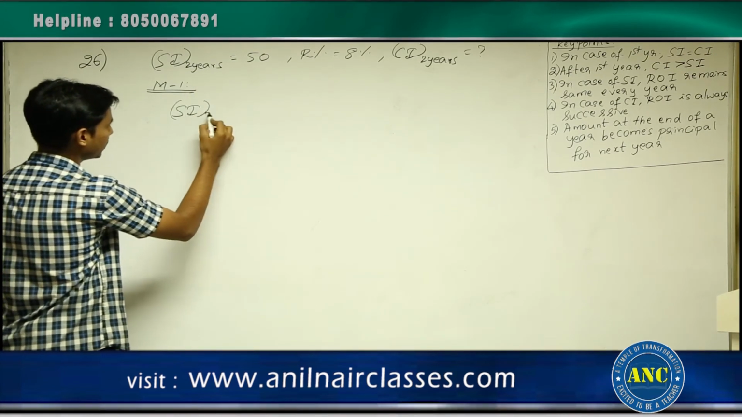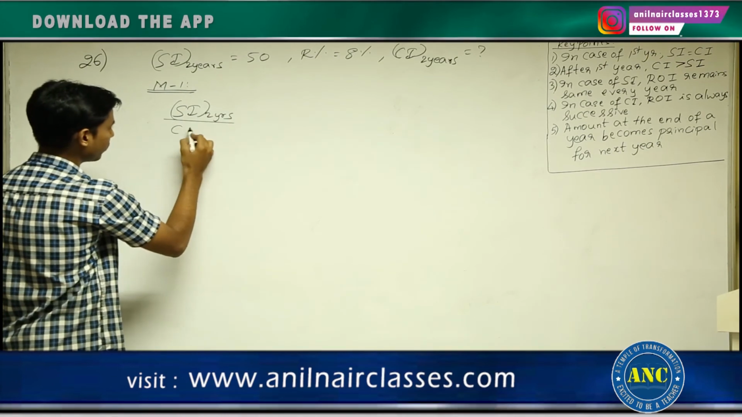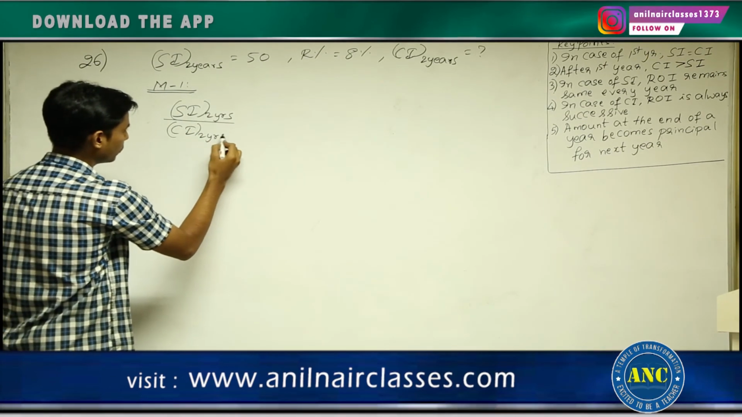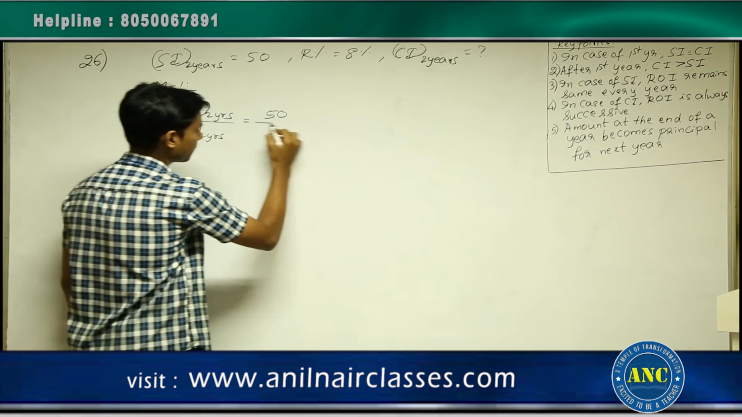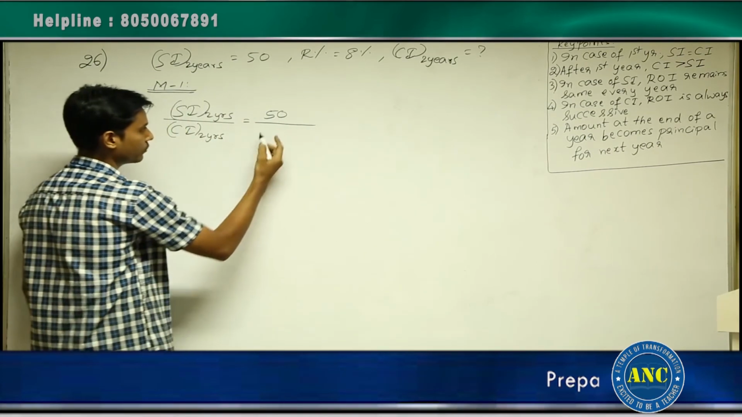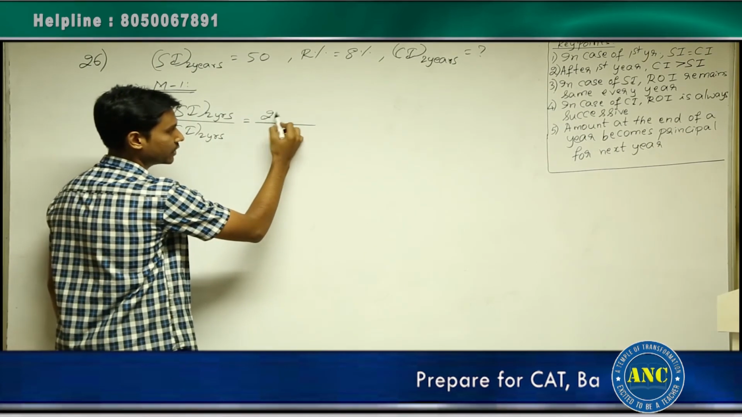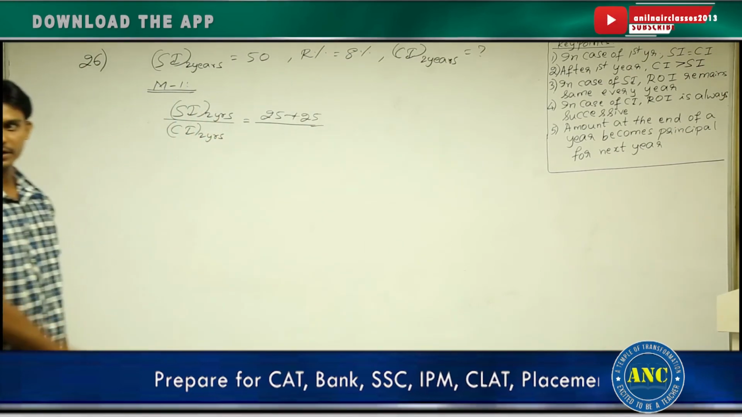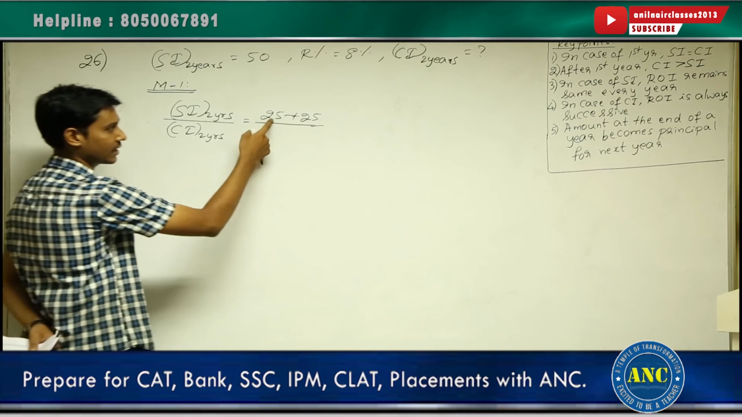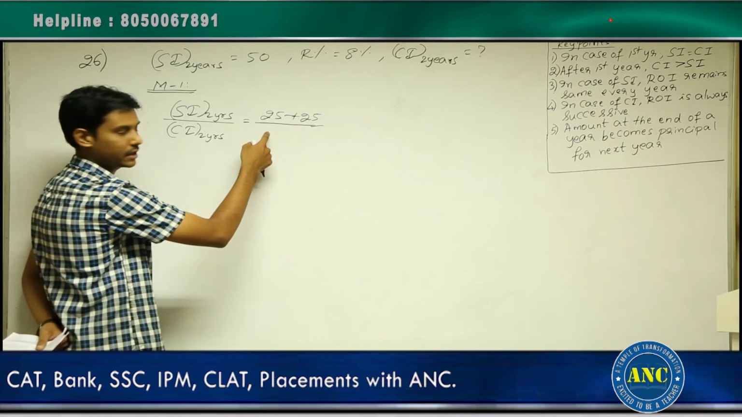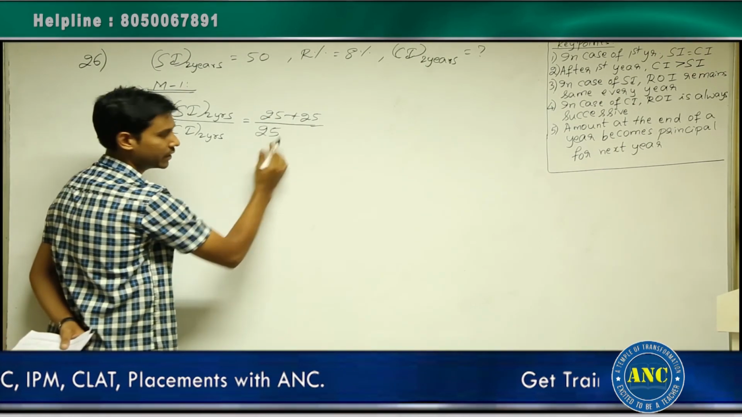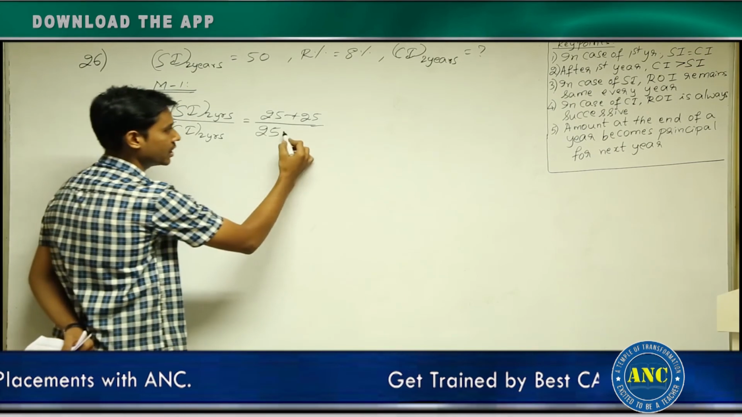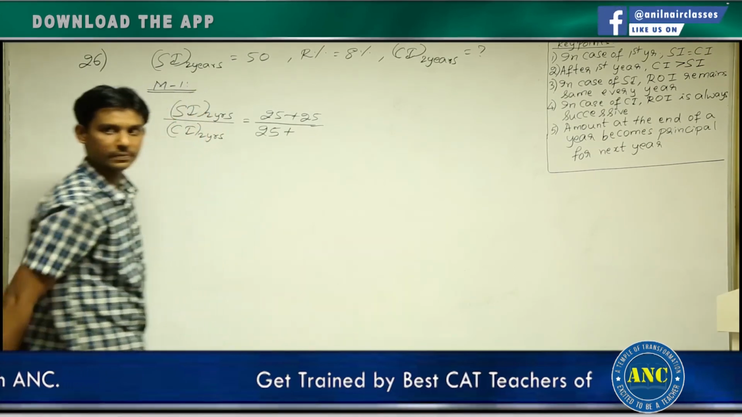SI for 2 years is 50. It is given as 50. If SI for 2 years is 50, can I write it as 25 plus 25? Because it should be in equal installments for 2 years. It is 25 plus 25. In case of first year, CI and SI both are same. If this is 25, this should also be 25. 25 plus something should give you the answer now.